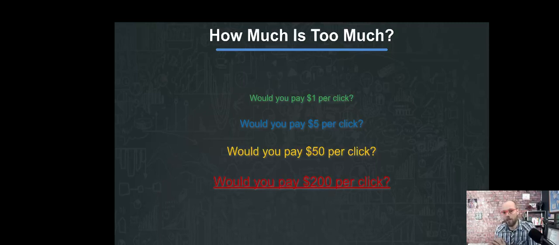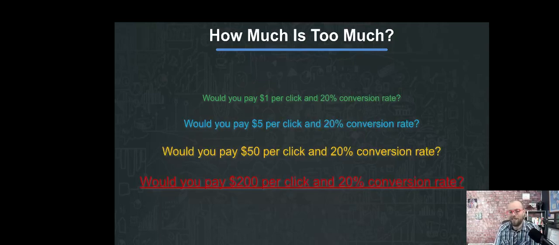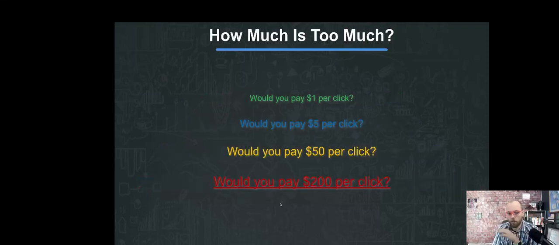Right, so let's look at how much is too much to acquire a customer. Would you pay $1 per click if you were running ads? What about $5, $50, $200 per click? Let's take this a step further. What if you had a 20% conversion rate on that? Would that change things for you? Would you change where your line is about how much you pay per click? Hopefully between the two of these, you've got some ideas. Most of you, I hope, were thinking $200 per click. That's insanity.